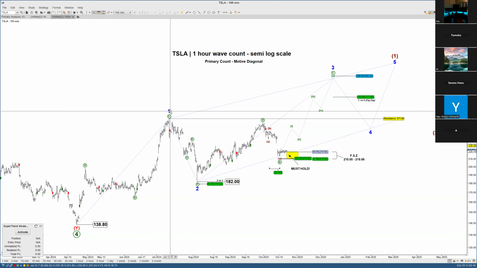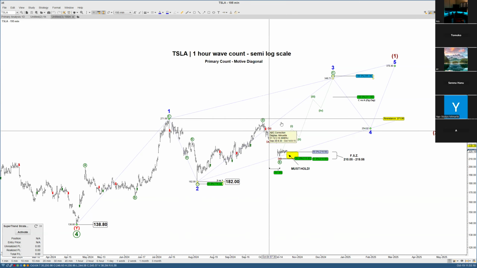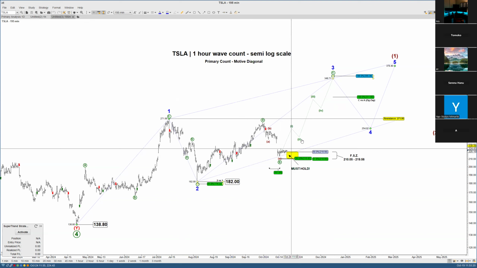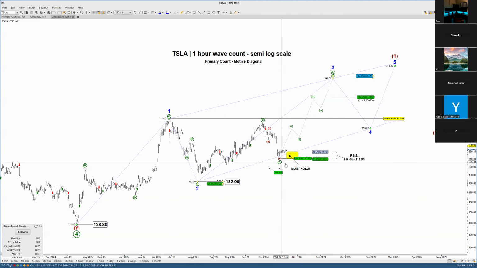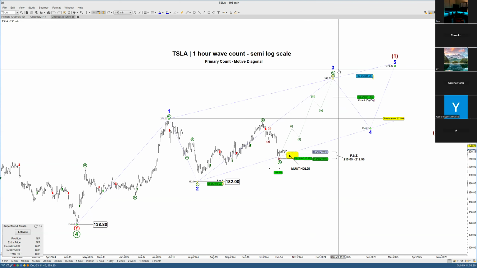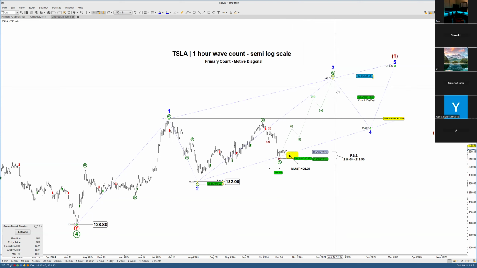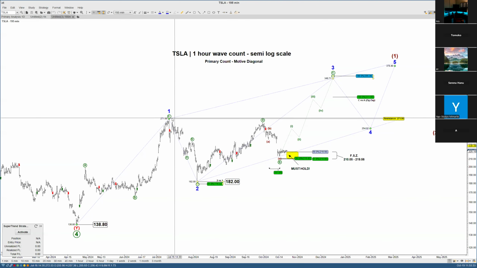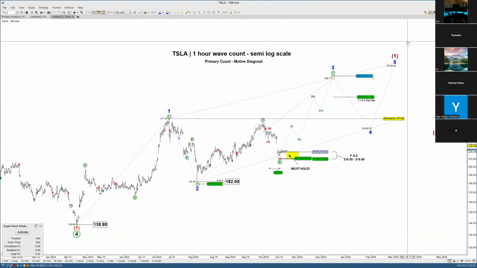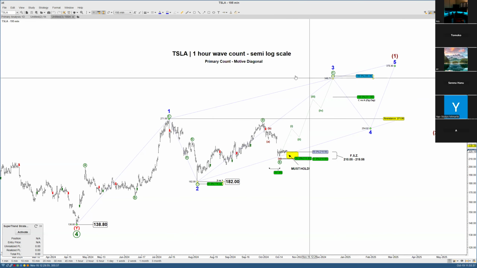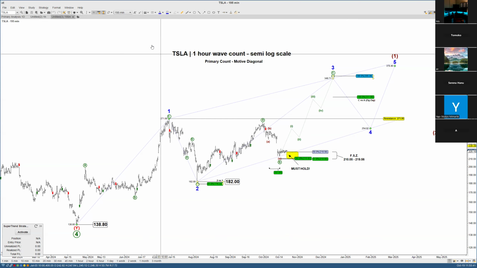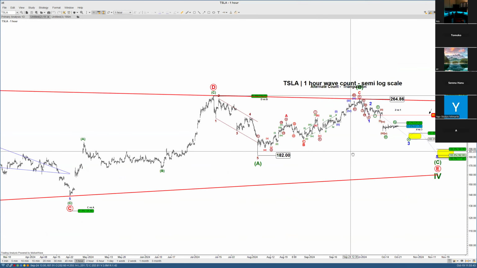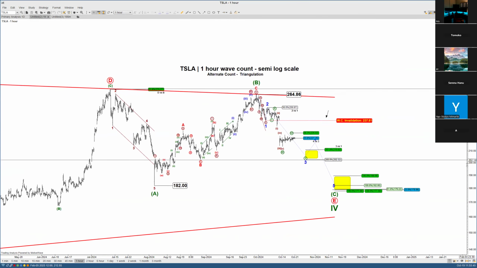One case here is the same 1, 2, and see if this is going to be some sort of a diagonal. That is a possibility, but this zone has to hold for that. It has to form another 5 to the upside in a C wave, then come down in a 4 with an overlap, and then go up in 5. So this is one possibility, and the other one is this triangle.